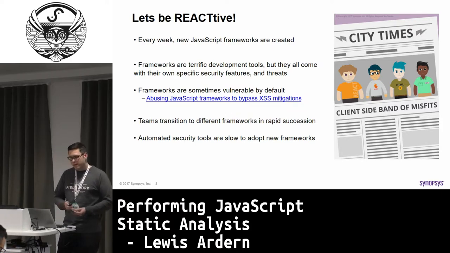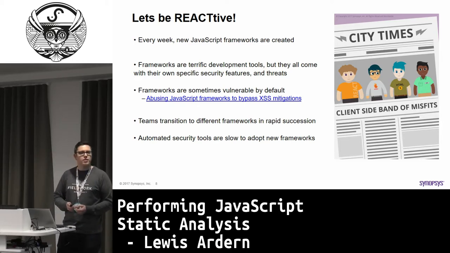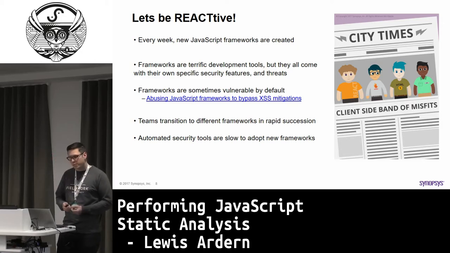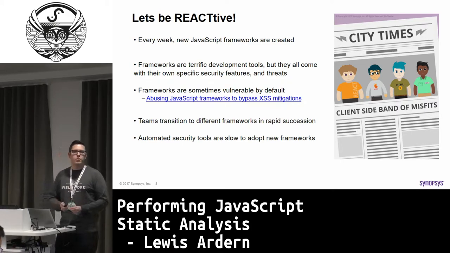But there's a wonderful blog post by Gareth Heyes from PortSwigger, who talks about abusing JavaScript frameworks by bypassing XSS mitigations. This is when you trust frameworks. For example, in this instance it was Mavo.io. You had the ability to introduce cross-site scripting because you were explicitly trusting this framework.